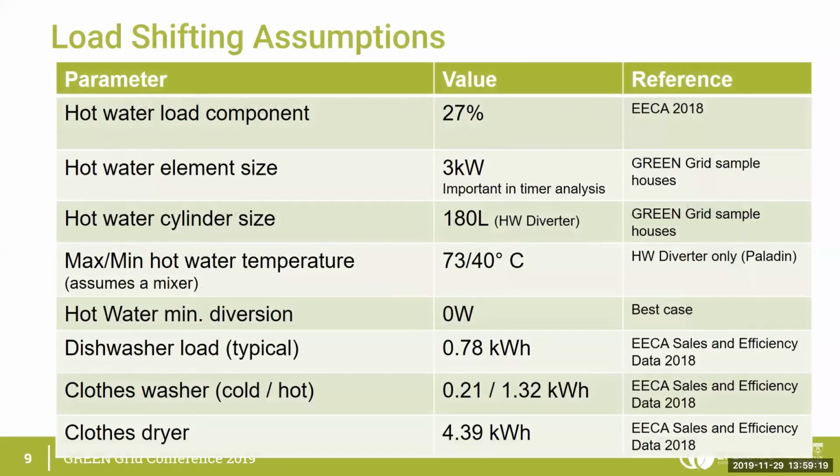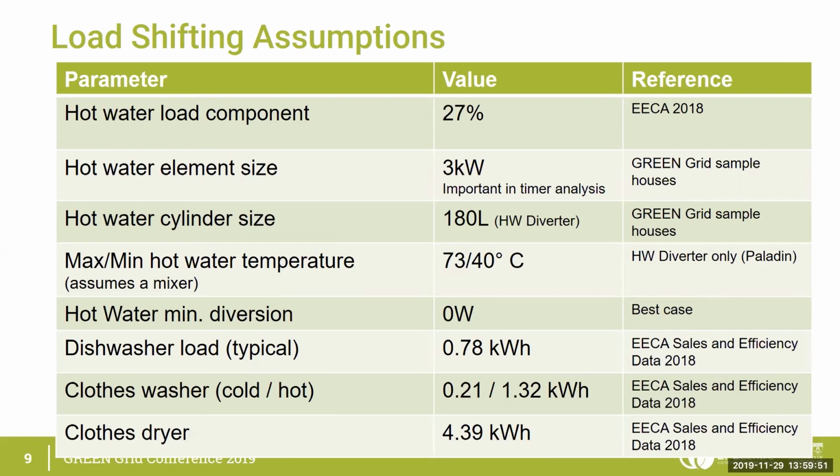So as with all good models, there's a number of assumptions, and I've just put the main assumptions on this list here. We've already talked about the hot water load being assumed to be 27%. We've assumed a hot water element size of about 3 kilowatts, which is the most common from what we could gather. This is more important in the timer analysis. It's less important in the hot water diverter because it's often modulating this load anyway. There's a typical cylinder size of 180 litres for the hot water diverter, and the minimum and maximum temperatures that I described earlier.